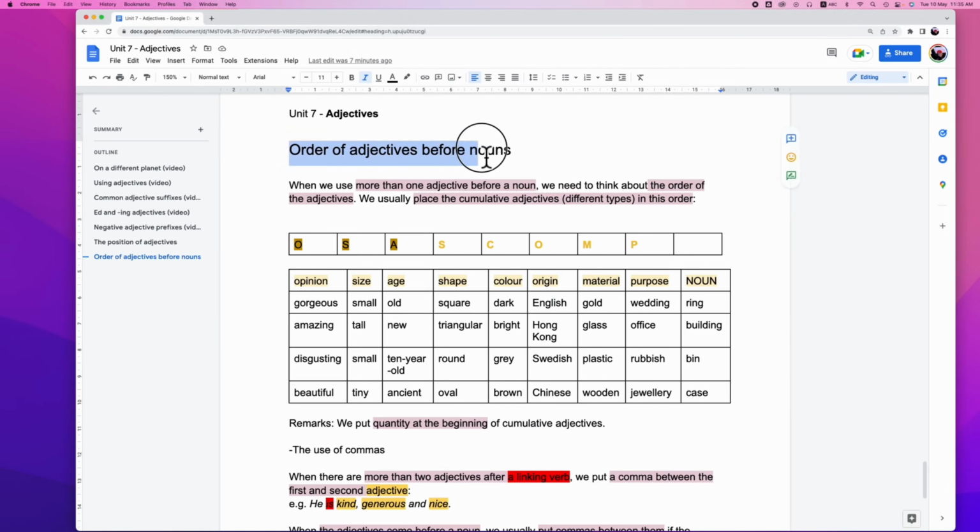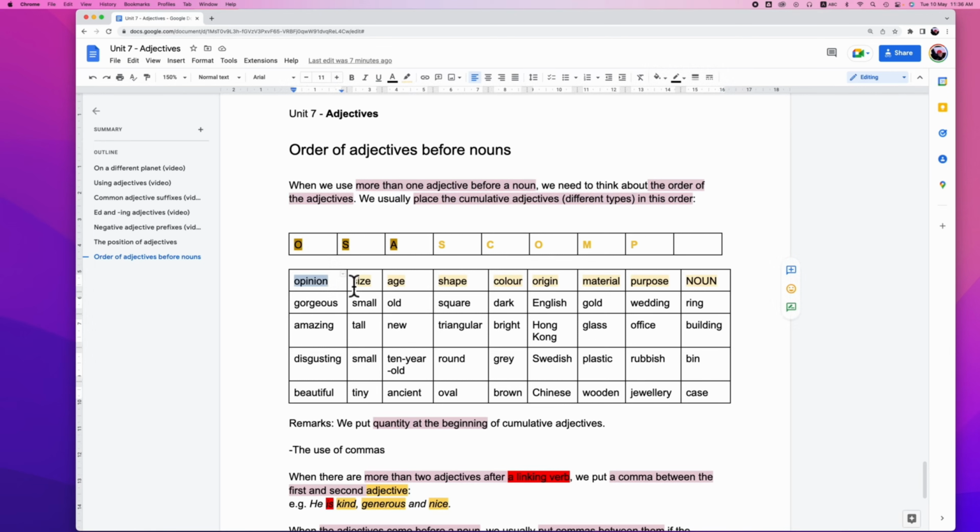Order of adjectives before nouns. In order to understand the adjectives that we put in front of a noun, we are talking about two different types of adjectives. The first one is cumulative adjectives. Cumulative adjectives means different types of adjectives we put in front of the same noun. If you have different types of adjectives put in front of a noun, we should follow an order, and this is the order that you usually follow.